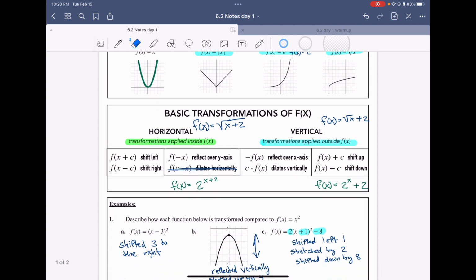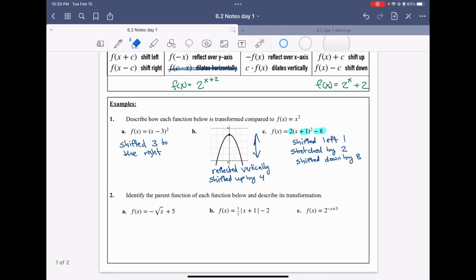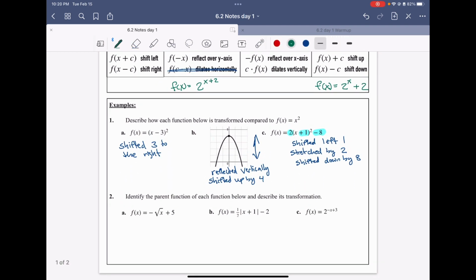So let's go ahead and do some examples. Let's go down to example number 2. All right. So let's look at what's going on. First of all, it says identify the parent function of each function below and describe its transformation. So the parent function you can see is square root. That's our parent function. And then we want to identify what's happening to it.